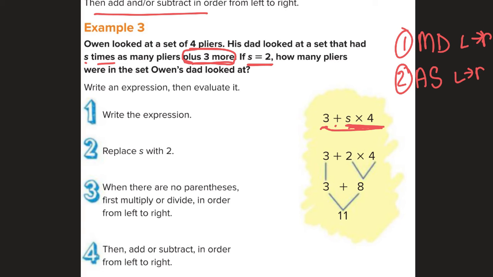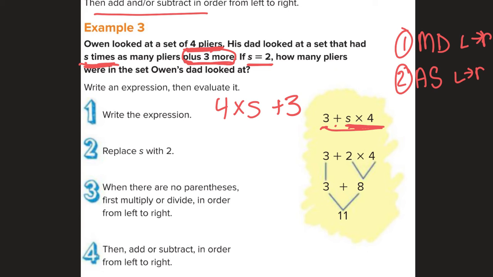If I were going to look at it this way, I would do S times 4 plus 3. I would even do 4 times S plus 3, if I read it how it looked. Set of 4 pliers, it's S times as many pliers plus 3 more. That's how I would do it. Anyways, we're going to get the same answer no matter what.